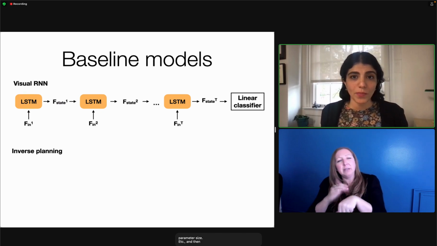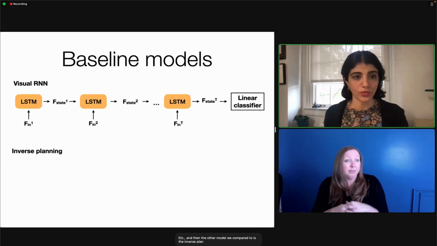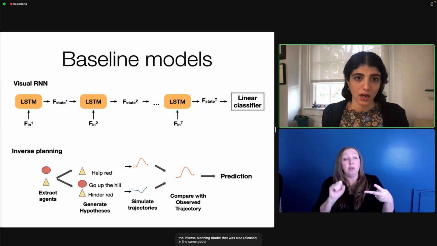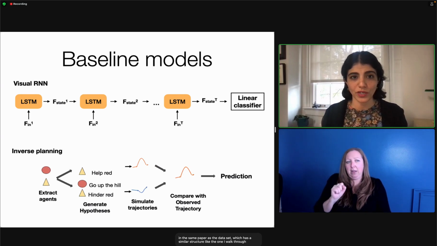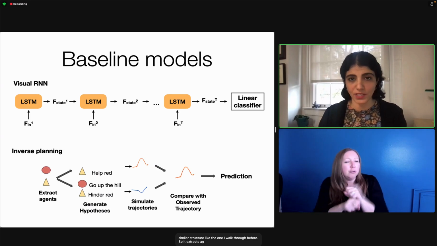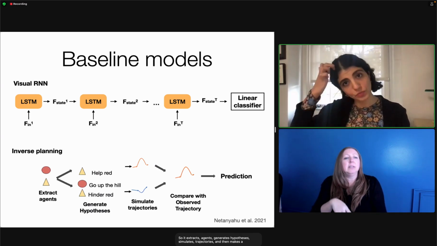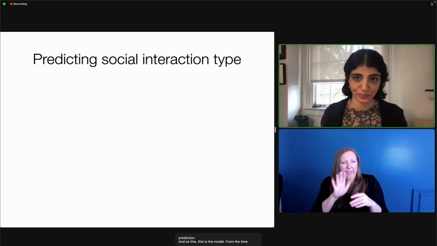And then the other model we compared to is the inverse planning model that was also released in the same paper as the data set, which has a similar structure like the one I walked through before. So it extracts agents, generates hypotheses, simulates trajectories, and then makes a prediction. And so this is the model from the Tenenbaum lab.